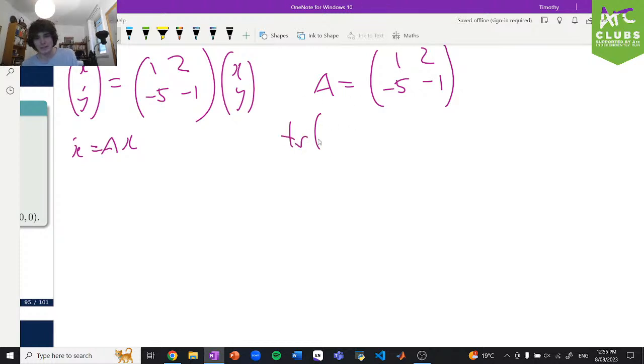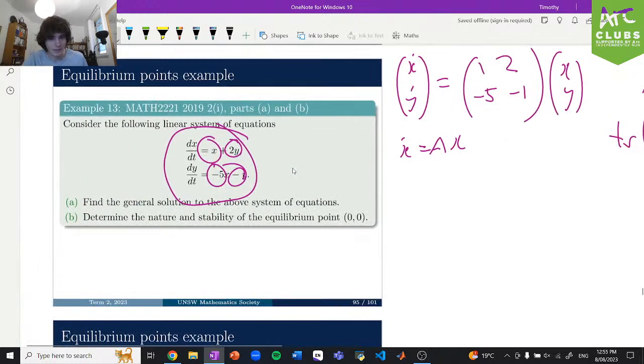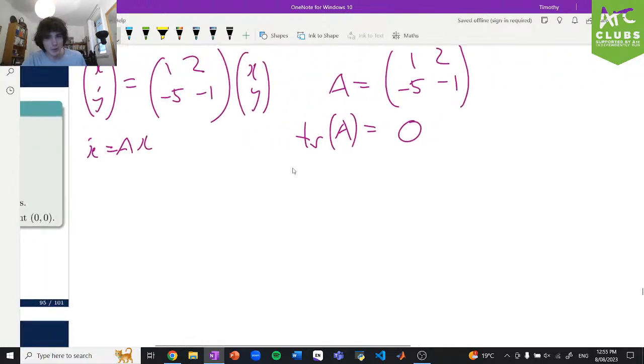So we can use the fact that the trace of A is equal to 0. Ooh, that's kind of quirky. We can then, is that right? Did I copy that right? Okay, we did. Oh, this is fun.